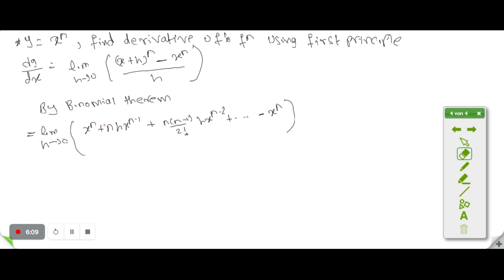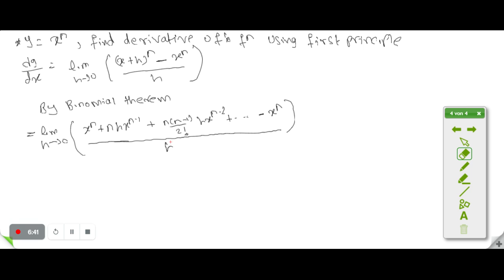So binomial theorem says that if you have a plus b raised to n, this is given as a raised to n plus n h, which is b here, x raised to n minus 1 plus n into n minus 1 upon 2 factorial h x raised to n minus 2 plus dot dot dot. This goes till the end term, right? So what I'm going to do is simplify this, and don't forget to add this h at the bottom.